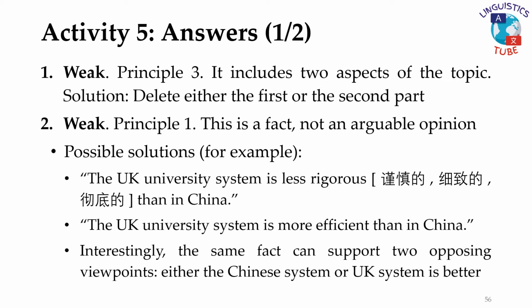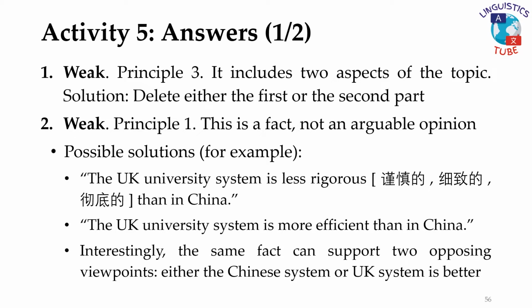Next, thesis statement 2 is also weak because it is a fact, not an opinion that can be argued. To fix it, we must form an opinion about the fact, either positive or negative. For example, you could argue that because the UK's master's degrees are much shorter, they include much less information and depth, and so the system is less rigorous than China's.